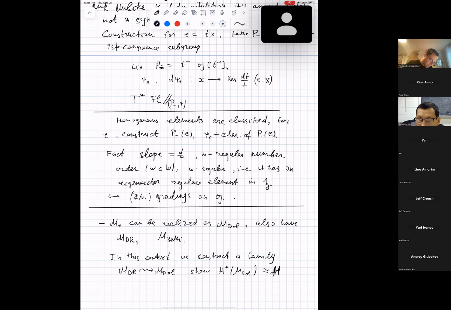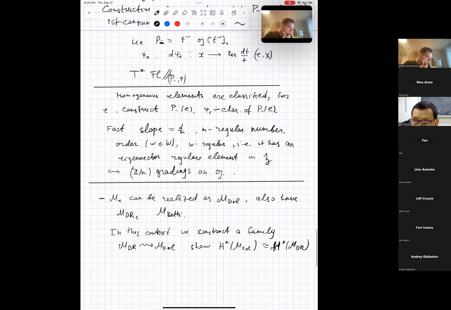Roman, when you say M de Rham, M Dolbeault, you mean moduli spaces, not stacks? Yeah. In this case, this Hamiltonian reduction is, because of this psi, we land in some open locus where there are no stabilizers.